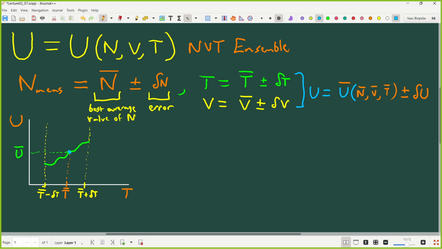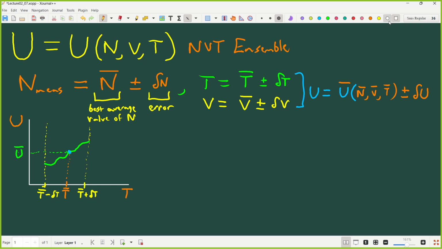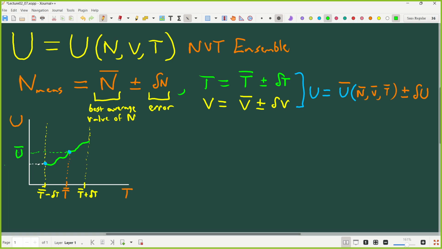Okay, so what does that mean about the differences in u? What are the possible values of u that may appear depending on our error? Well, it's going to be all of the values of u between the two bounds of t. So there's a minimum value that can be measured right here, at t minus delta t. So we can call that u minus delta u.